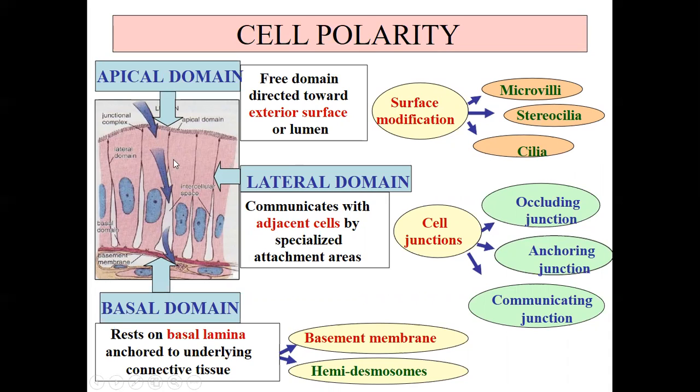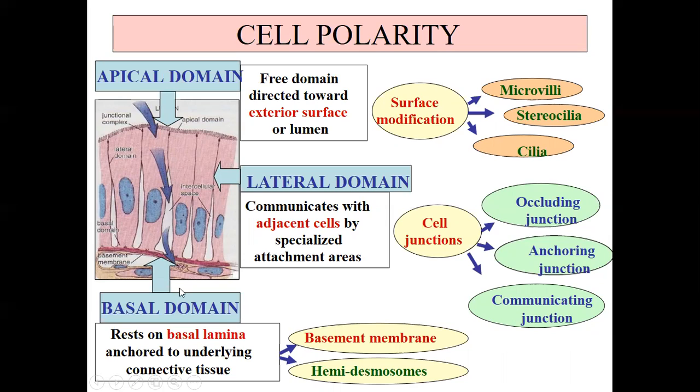For the lateral domain, it communicates with the adjacent cell by a specialized attachment area. This attachment provides cell junctions, where we have three types of junction here. We have the occluding junction, we have the anchoring junctions, and also the communicating junctions.